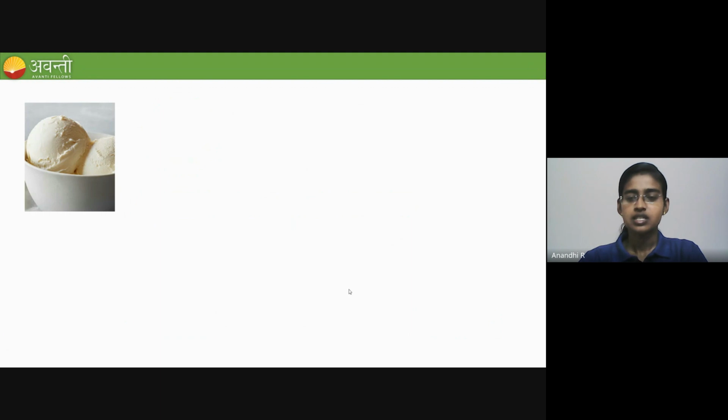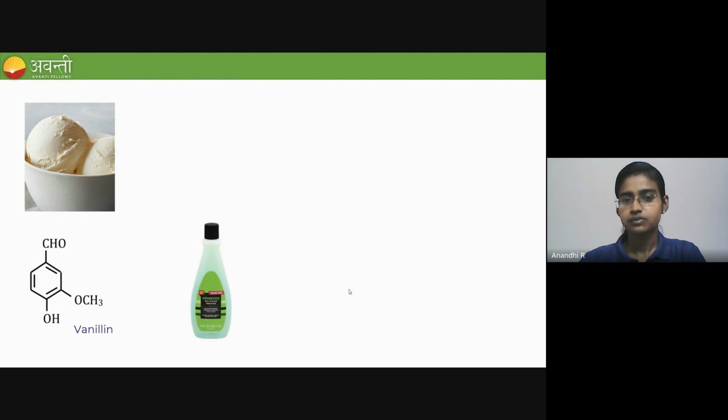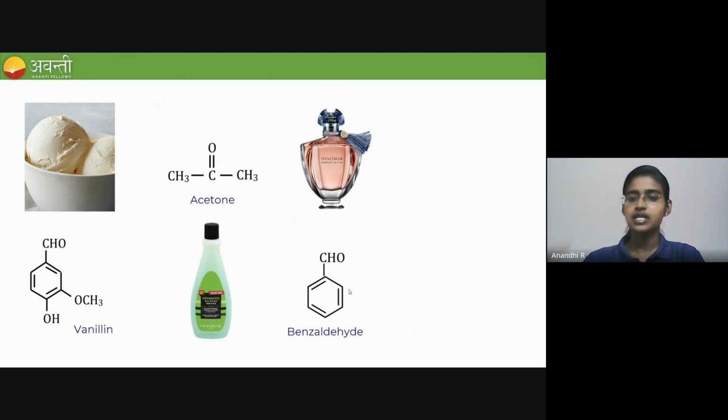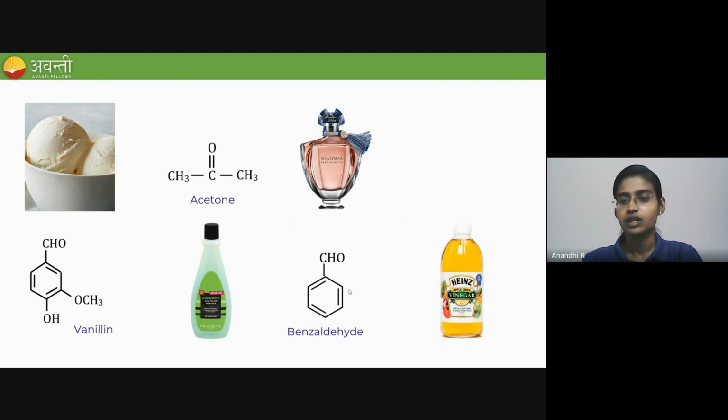So, you can see some of the pictures here. This is vanilla ice cream which we used to eat, and a compound present in it is called vanillin. And in the nail polish remover, you can see the compound acetone present in it. And this is the perfume which we use, and benzaldehyde is present in it. And at the last, you can see acetic acid is present in the vinegar.